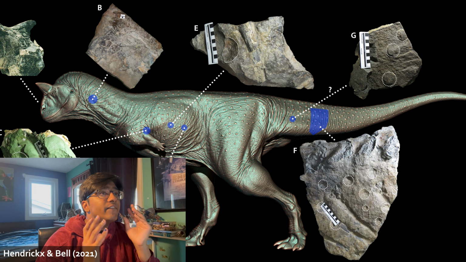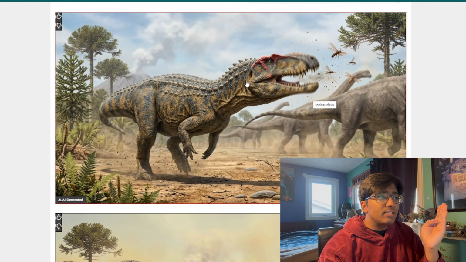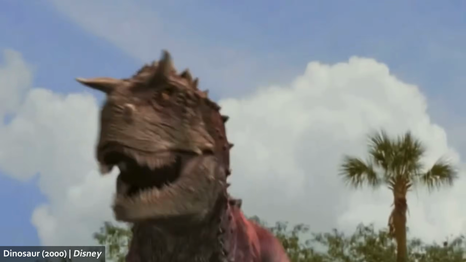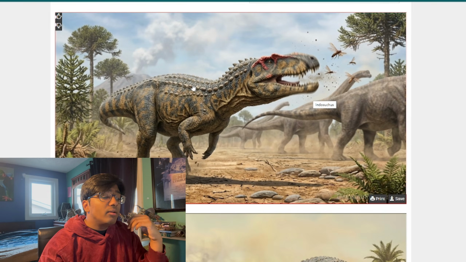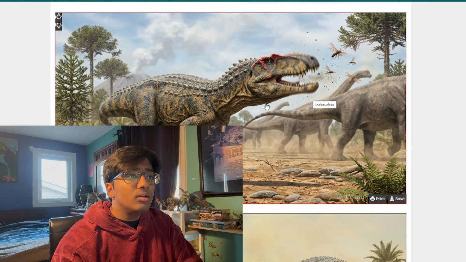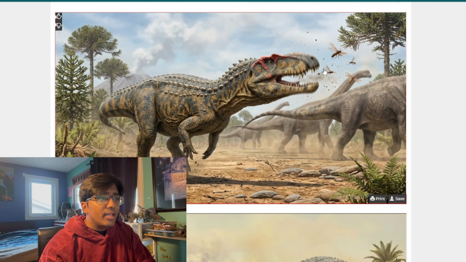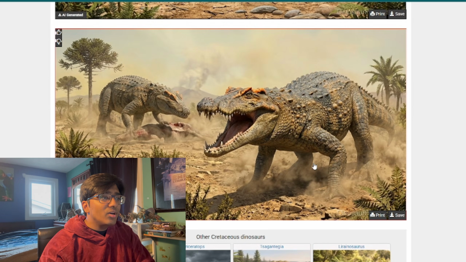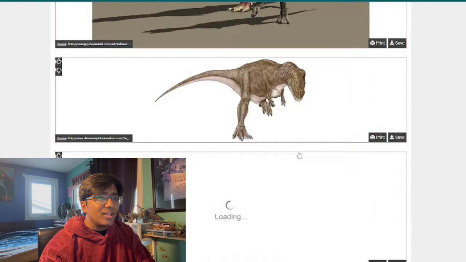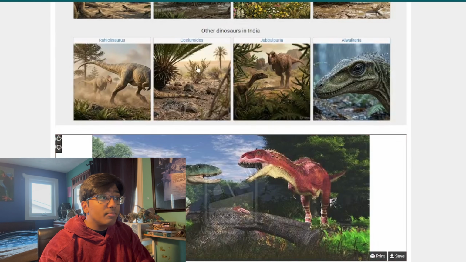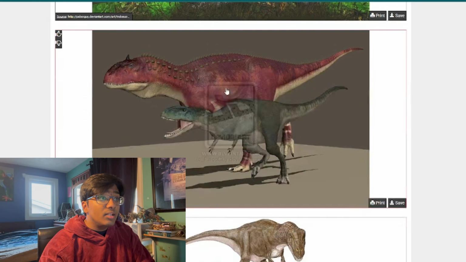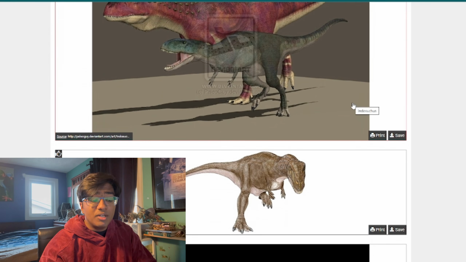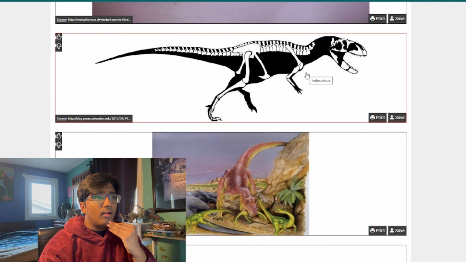They had feature scales. They're just large scales, but that's something that AI would get wrong because the Carnotaurus in Jurassic World Fallen Kingdom, the Carnotaurus in Disney's Dinosaur, they all have armor like this, and it's so weird. And now here there's just crocodiles. This isn't even close. What? I don't understand. And with the human-made art, it looks more like Majungasaurus, because Indosuchus is closer to Majungasaurus, which makes sense, and I'm a little bit confused.